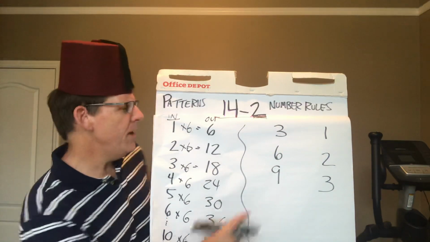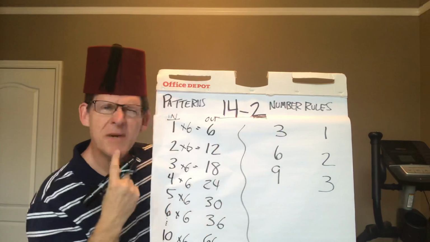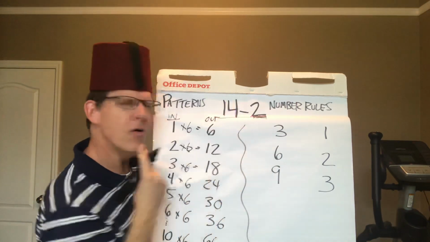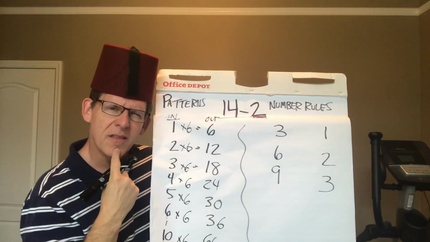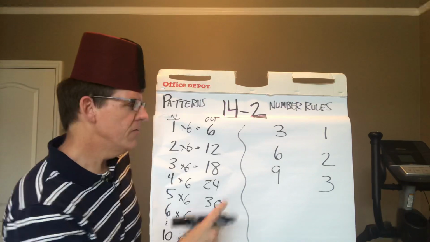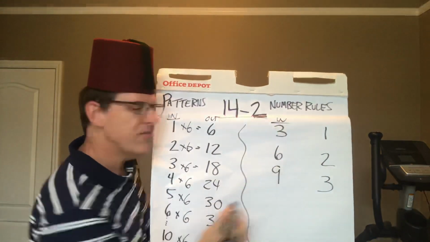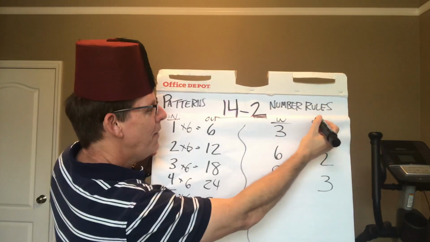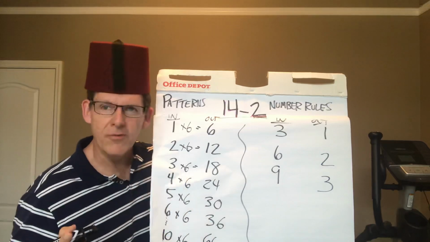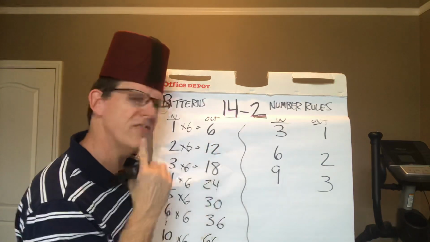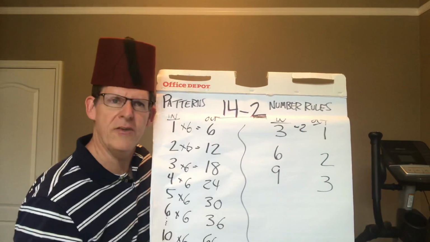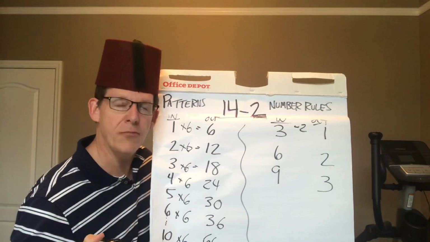There, we have a 3, but it goes to 1. So is the number getting bigger or is the number getting smaller? Oh yeah, it's getting smaller. So in goes a 3, but out goes a 1. In goes a 3, out goes a 1. The number is getting smaller. So it could be minus 2. 3 minus 2 is 1. So minus 2 could be the rule.